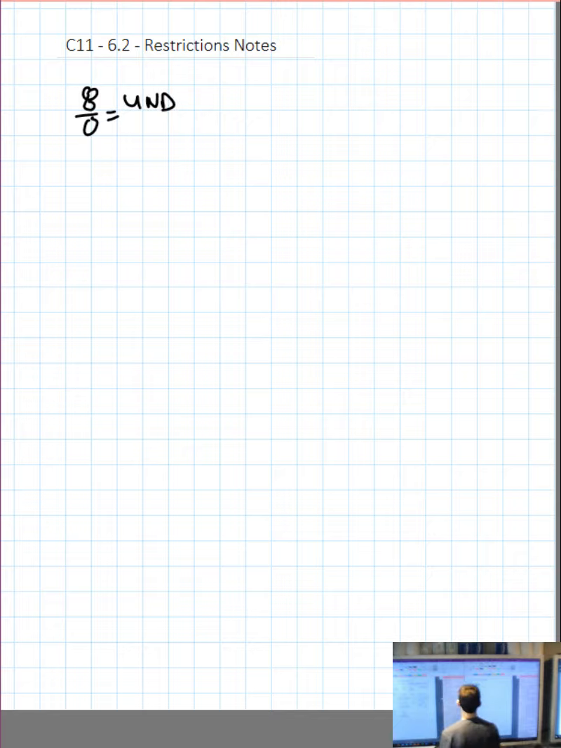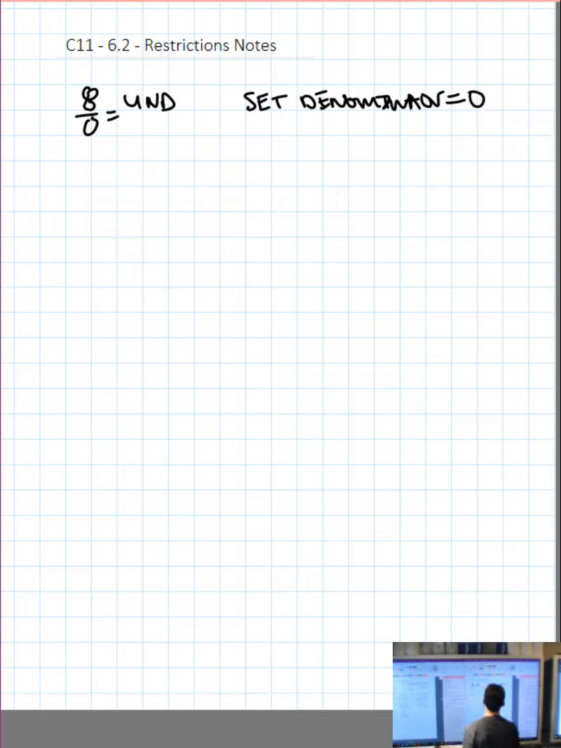So the method is: set the denominator equal to 0 and solve. Don't make up other rules. Don't introduce new words into the sentence. Set the denominator equal to 0 and solve.